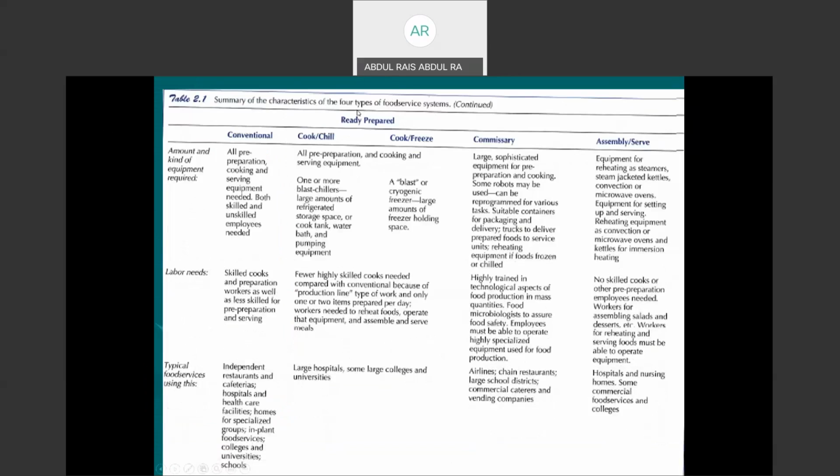Okay. In terms of the amount and kind of equipment, let's look at conventional food service. What does it say? All preparation, cooking and serving equipment needed. Both skilled and unskilled employees are needed. In terms of labor need, skilled cooks and preparation workers as well as less skilled for pre-preparation and serving.